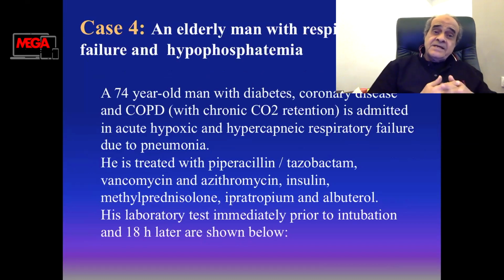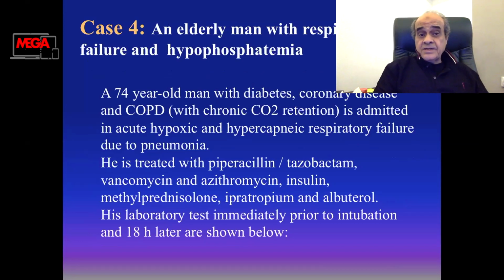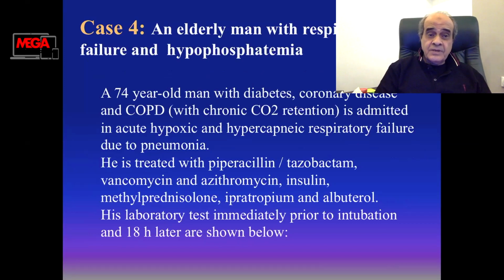The last case is an elderly man with respiratory failure and hypophosphatemia. A 74-year-old man with diabetes, coronary disease, COPD, and chronic carbon dioxide retention, admitted in an acute hypoxemic state and hypercapnic respiratory failure due to pneumonia. He is treated with piperacillin-tazobactam, vancomycin, azithromycin, insulin, methylprednisolone, ipratropium, and albuterol. His lab tests immediately prior to intubation and 18 hours later are shown below.